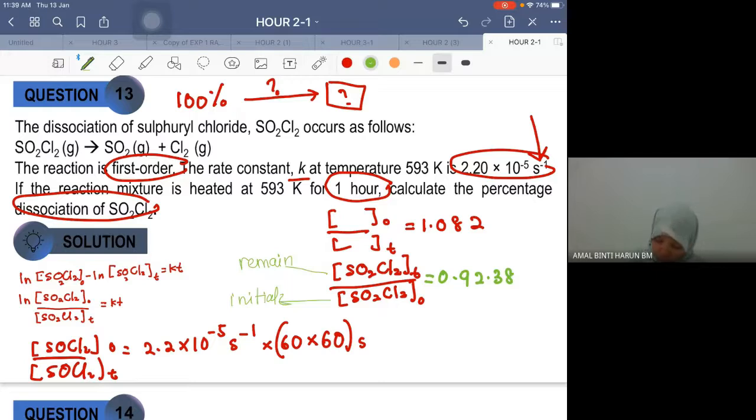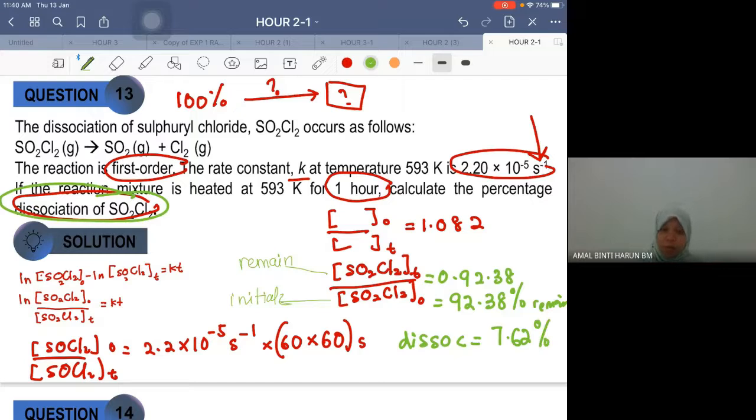Okay, so kat sini which is equal to 92.38% remain. Okay, remain. Jadi dia kata dissociate. Berapa banyak yang dissociate? Is 100 minus ni. So dissociation yang telah dissociate adalah sebanyak 7.62%. Okay, so jangan gelabah lah bila tengok tak ada pun initial concentration apa semua tak boleh achieve. So first of all kita tengok dia punya order berapa dulu. Okay.